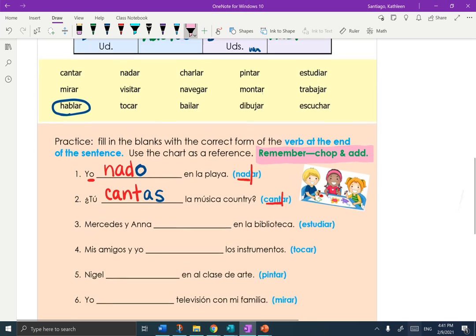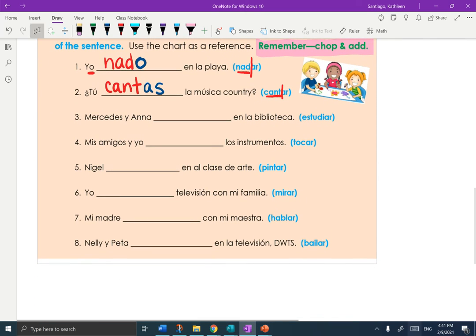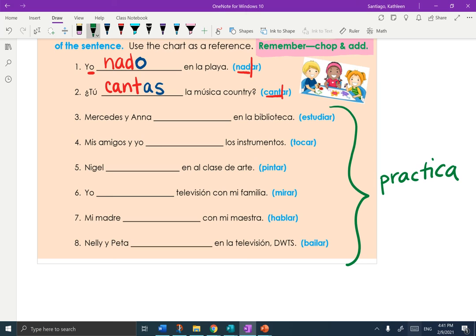Okay. You have to do tres, cuatro, cinco, seis, siete, y ocho. Okay, this is how we're going to know if you can do it. You've got this. Okay, these are your práctica. Gracias.